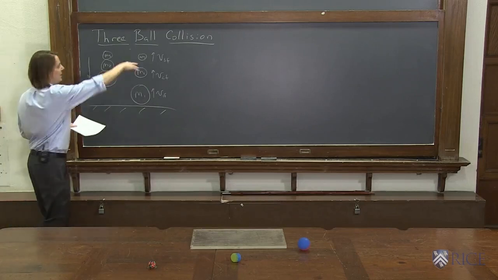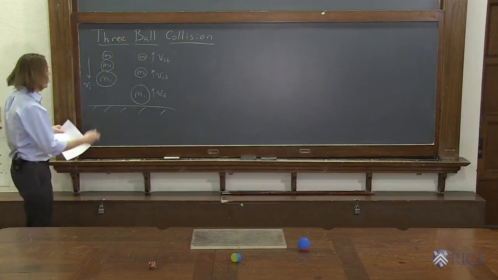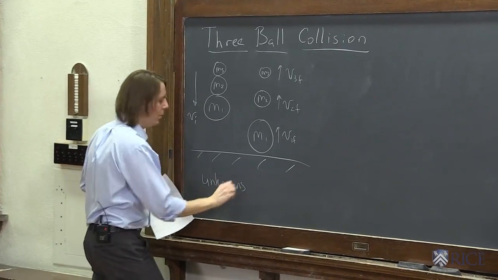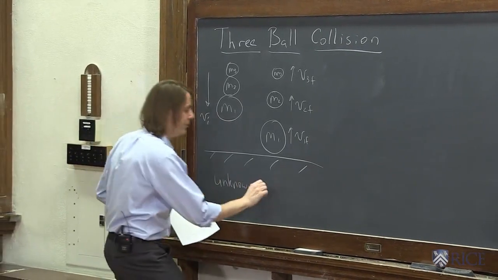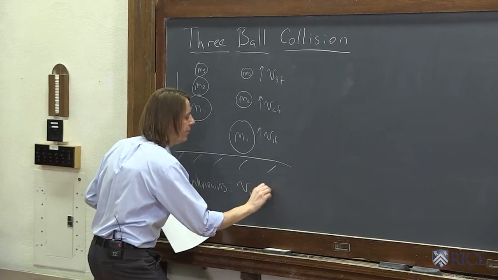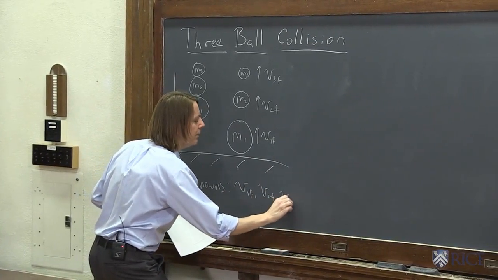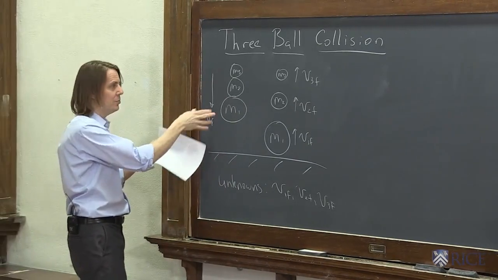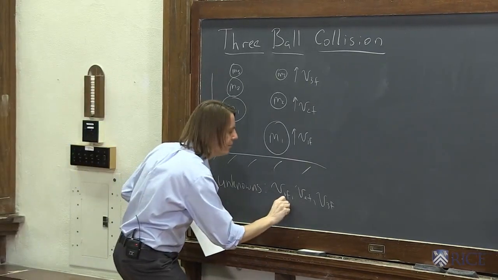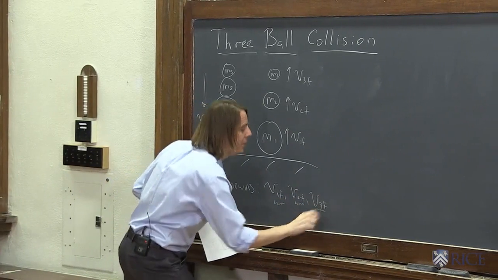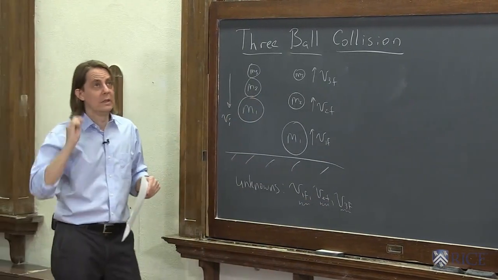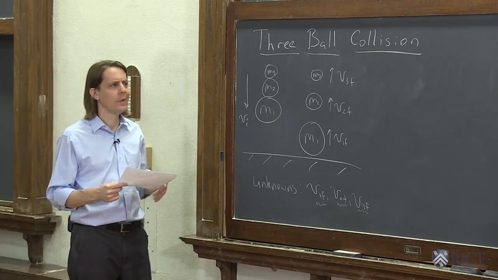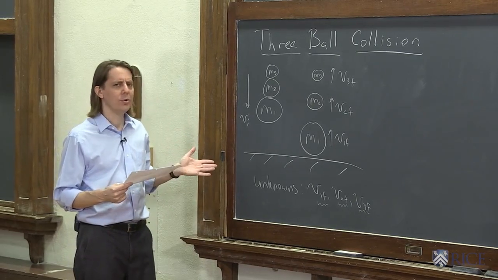So we want to solve this and get the most V3 we can get. Our unknowns are what? Well, they're the final velocities, right? So V1 final, V2 final, and V3 final. We have known initial velocities, we have known masses, we have unknown final velocities, and we have 3 of them. And how many equations do we have? Only 2, right? We have conservation of momentum and conservation of energy. So we have to figure out what to do.